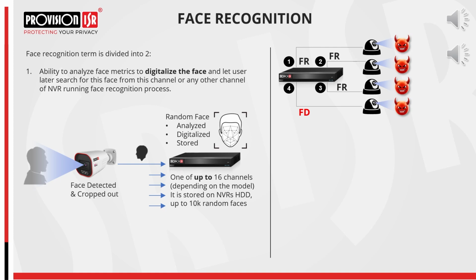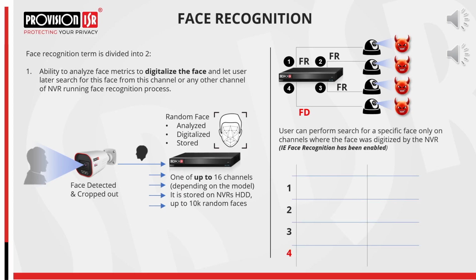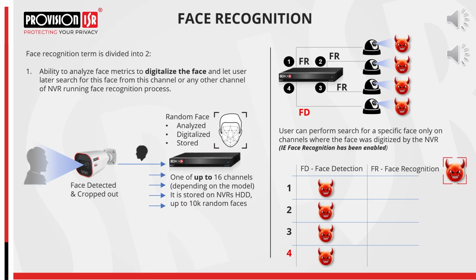If we perform a face detection search across all 4 channels, we will see all detected faces from every camera, including the target. However, if we search for a specific individual using face recognition, as illustrated on the table on the right, the results will include only the first 3 channels. This is because only those channels generated a digital signature for that face, enabling identification and targeted searching.